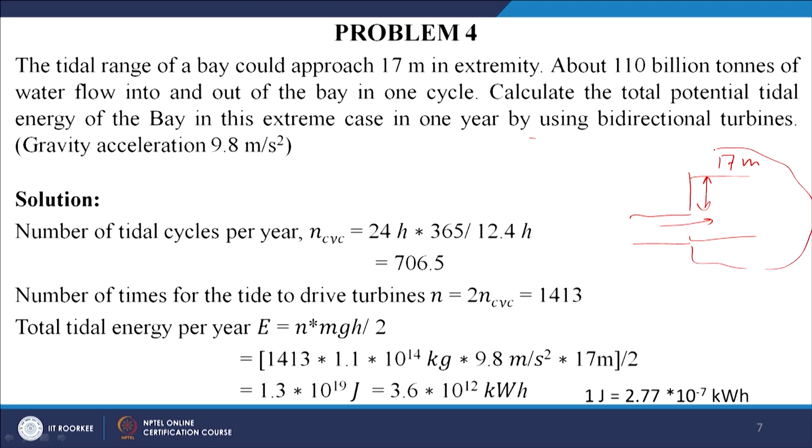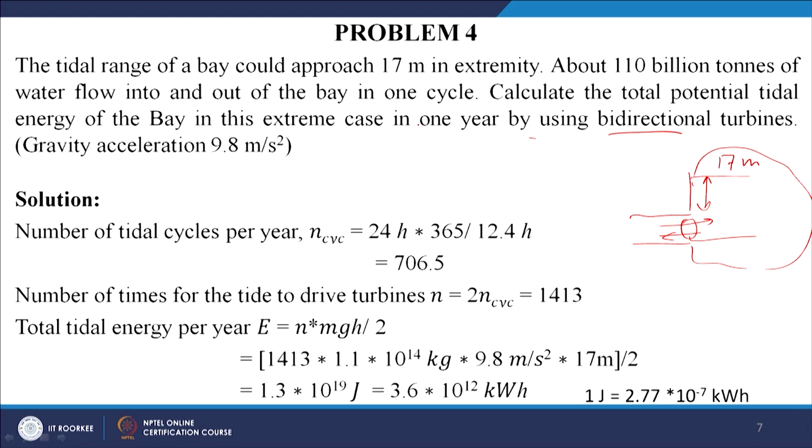If this is our bay, in one cycle it is going out, and again at low tide it is going in, and at high tide and low tide it is going out. In both cases, if we install one turbine here, it will be able to generate electricity as the turbine is bidirectional, as given. So, we will be using the energy expression for the calculation of the available energy which can be converted. Now again, it is told that we have to calculate on a yearly basis.